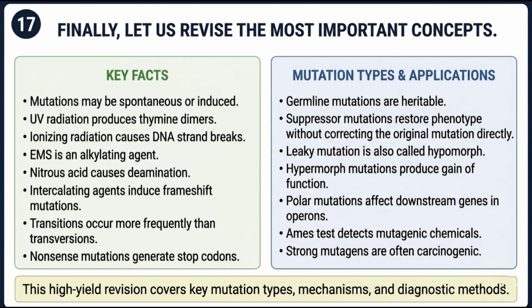Polar mutations affect downstream genes in operons. Ames test detects mutagenic chemicals. Strong mutagens are often carcinogenic.